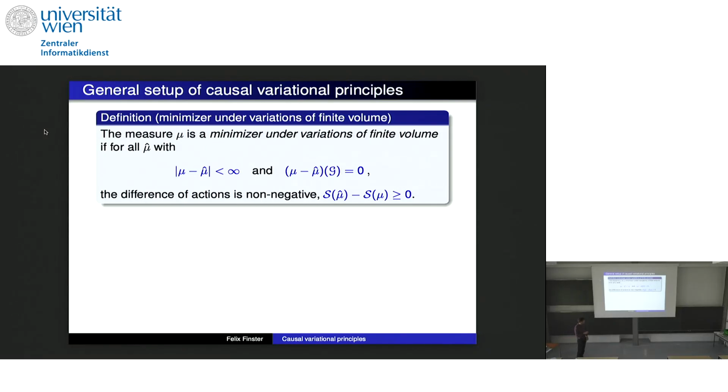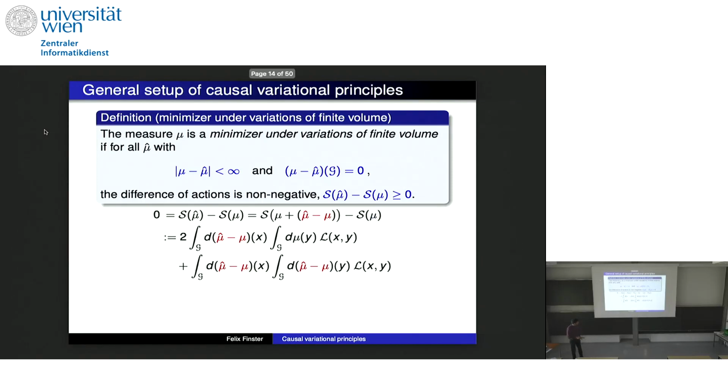Okay, now you might wonder, what is the difference of the actions here? One has to be careful because the action itself could be plus infinity. So then, of course, plus infinity minus infinity doesn't really make sense. But the way to do this is as follows. Namely, we write this difference like this. So we replace mu hat by mu plus mu hat minus mu.